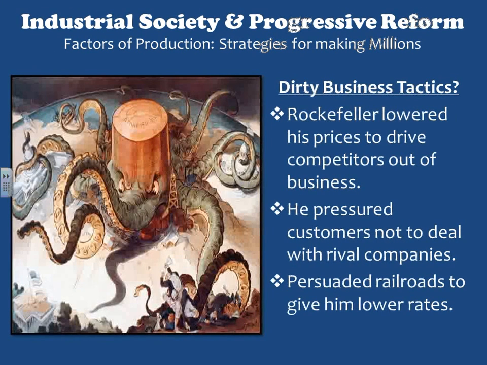Now, because there's no government intervention, these big business owners can kind of do as they please. So some of the tactics Rockefeller used to eliminate his competitors might seem a little dirty. He lowered prices to drive his competitors out of business. Once he did that, and he was the sole producer of oil, he jacked the prices up to make the public pay more. He pressured his customers not to deal with rival companies, and he persuaded the railroads to give him lower rates. Again, laissez-faire, no government intervention. He's doing whatever he pleases to eliminate his competition.